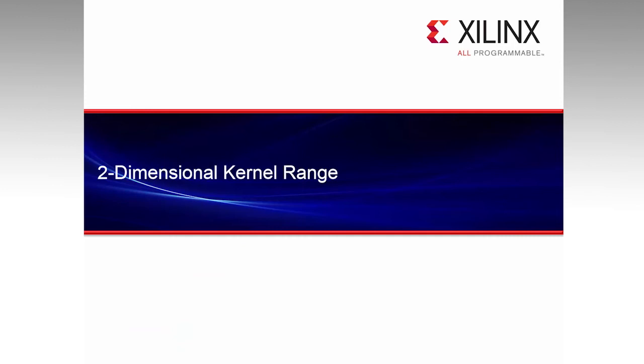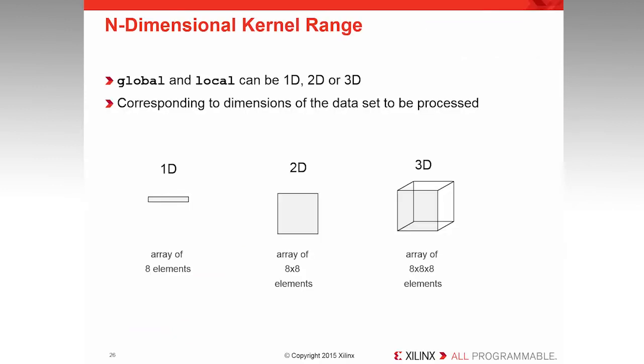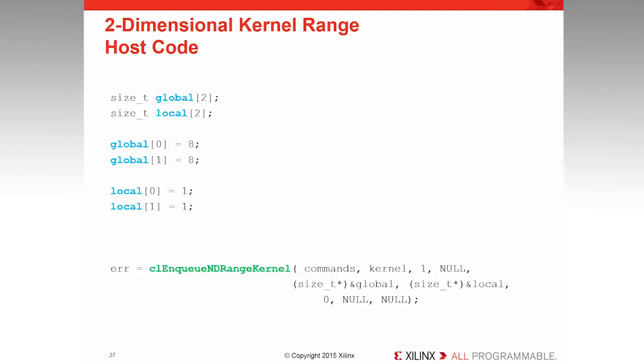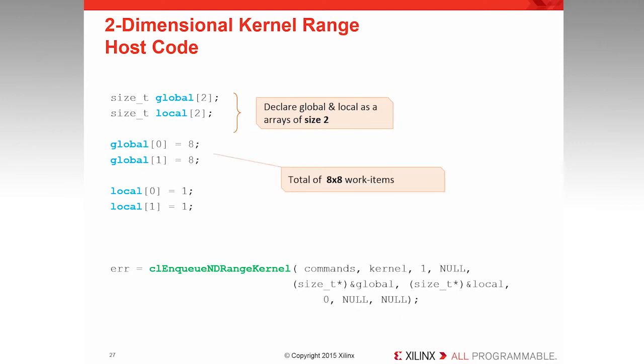Two-dimensional kernel range. An example of a two-dimensional kernel range processing an 8x8 array is shown next. First, the host code declares global and local as 2-element arrays, corresponding to the 2 dimensions of the kernel range. Next, both elements of the global array are assigned 8, resulting in a total of 64 work items to be executed.